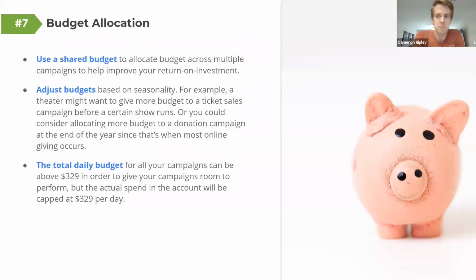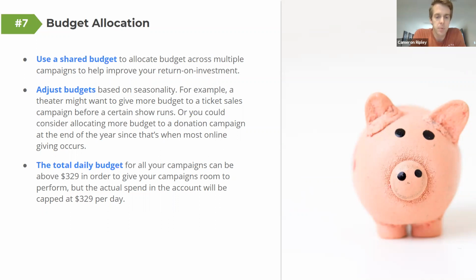And then moving into some of the advanced tactics, number 7 is budget allocation. So we recommend using a shared budget to allocate budget across multiple campaigns to really help improve your return on investment. And then you can adjust budgets based on seasonality. For example, a theater might want to give more budget to a ticket sales campaign before a certain show runs out, or you could consider allocating more budget to a donation campaign at the end of the year, since that's when more online giving occurs, right?